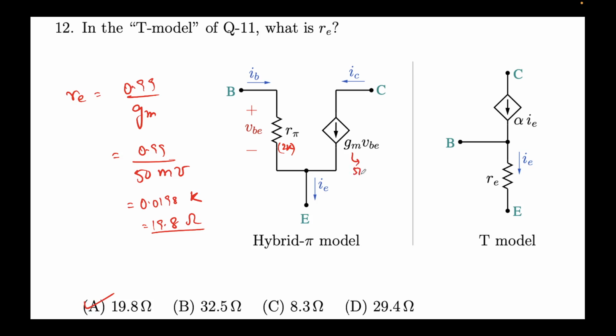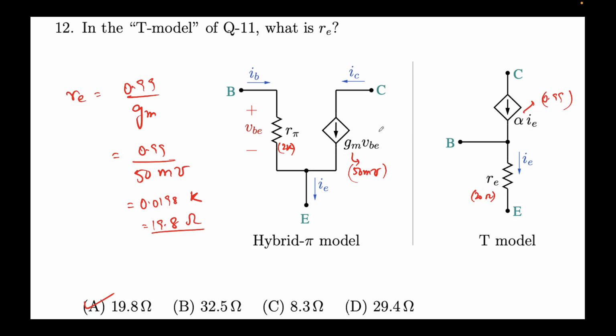GM was 50 millimole. RE we obtained, let's say 20 ohms approximately. Alpha we obtained as 0.99. So these are the two equivalent models that we have seen, and in these sets of problems we were given RPi and GM, and we had obtained RE and alpha.